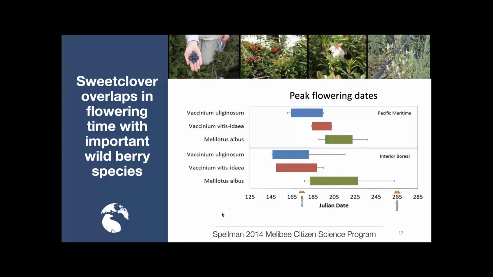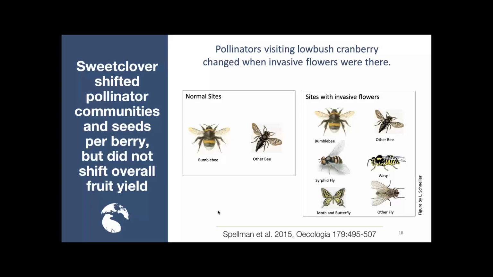lowbush cranberry. So then we set up an experiment where we very carefully outplanted flowering sweet clover into berry patches in our experimental forest. And we found that sweet clover changed the pollinator communities when we added it. It brought in a whole bunch more types of pollinators in the sites where we added sweet clover compared to the sites without sweet clover.